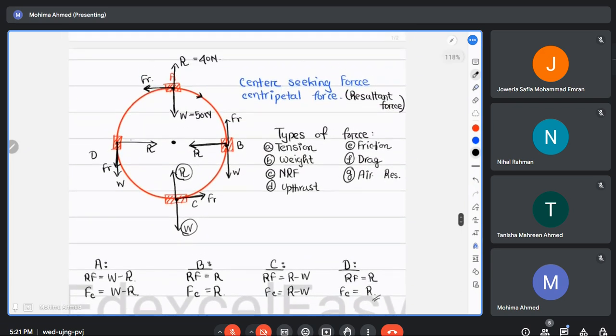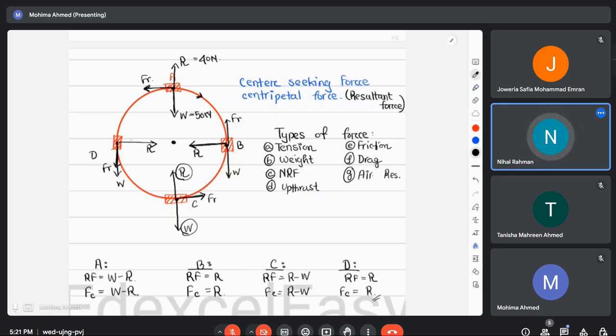Right? Okay. Other than that, are there any questions from this part? No, miss. Okay. Nihal, is this clear? Yes miss, I understand this. Okay.